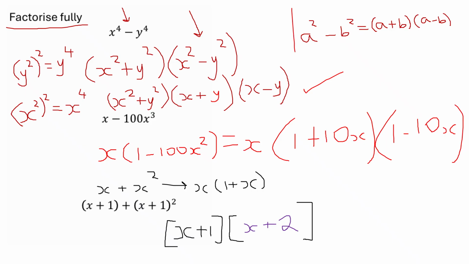But don't forget the difference of two squares, or you might hear me say DOTS in some videos. That means difference of two squares. So a squared minus b squared is equivalent, i.e. the same as or equal to, a plus b times a minus b.